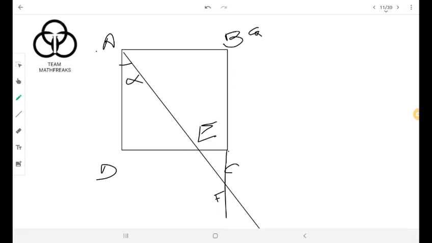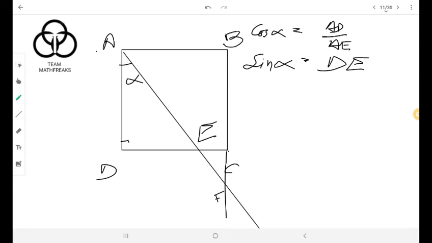Okay, I'm solving it. Find the value of cos alpha. Find the value of sin alpha. Then you are done with it. Cos alpha, this is a right angle, okay? Cos alpha is AD by AE. Is it correct? I'm always correct. This is DE by AE. So you can write them in terms of AE, yeah?